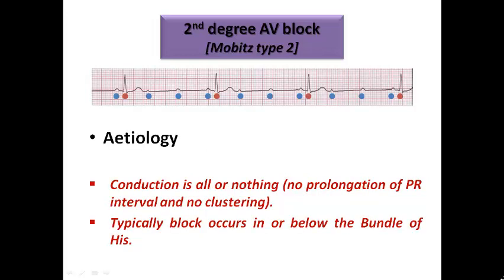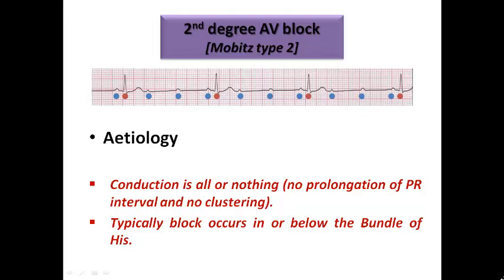And the etiology is that conduction is all or nothing. There is no prolongation of the PR interval, and there is no clustering of beats, as we mentioned, but it is a fixed ratio of blockade, and so we consider this type a higher grade of AV block than first degree or Mobitz type 1.